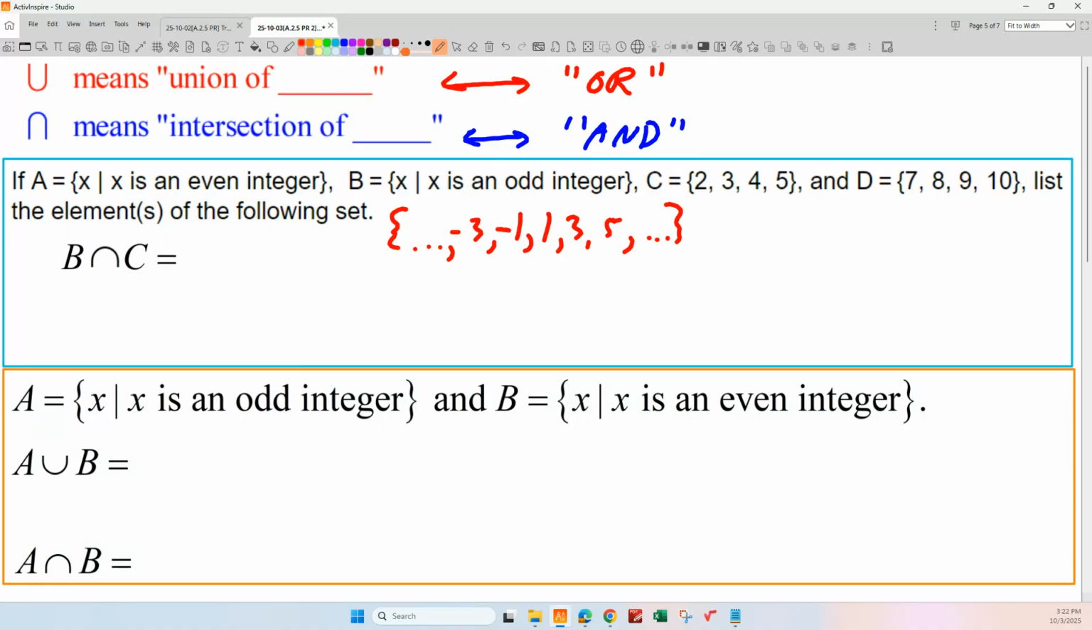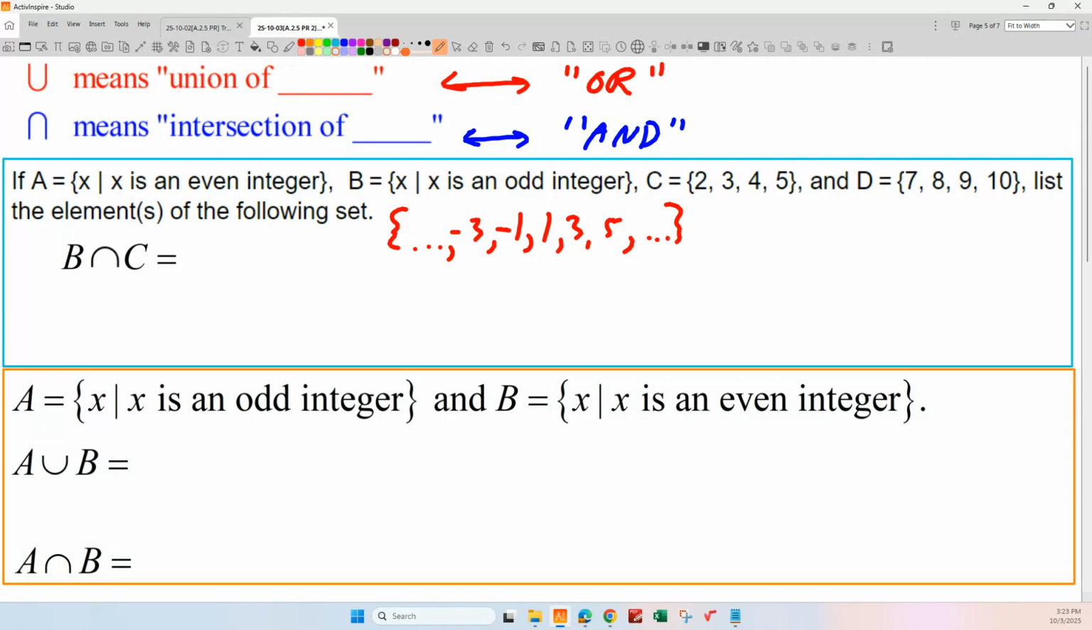Okay, set C has how many elements? Show me with your fingers, everybody. How many elements are there in set C? Yeah, exactly 4. The numbers 2, 3, 4, and 5. So if I want the intersection of those two sets, what's that going to be? 3 and 5. How come? Because those are the only 2 elements that are in both at the same time. They have to be in both, right?